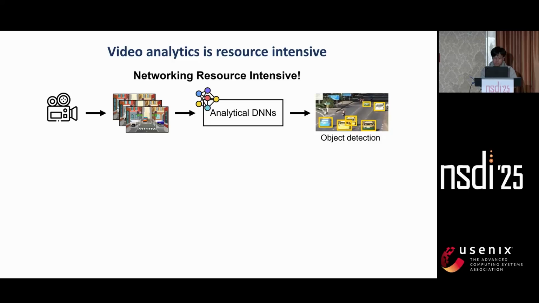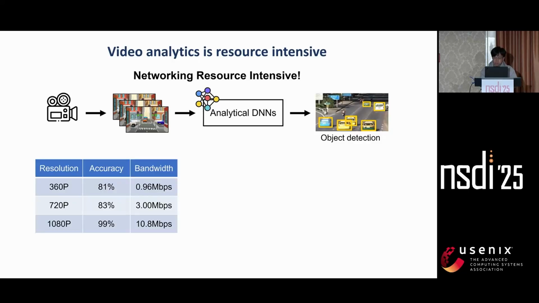However, video analytics is network resource intensive. Higher video quality improves accuracy, but also increases bandwidth. For example, high resolution like 1080p can achieve 99% accuracy, but costs about 11 Mbps. In contrast, low resolution like 360p only costs about 1 Mbps, but achieves 81% accuracy.